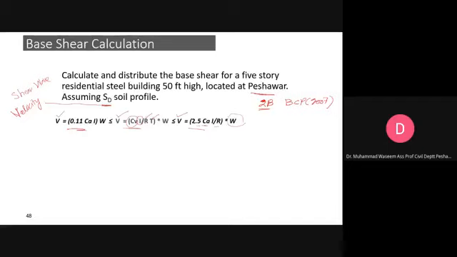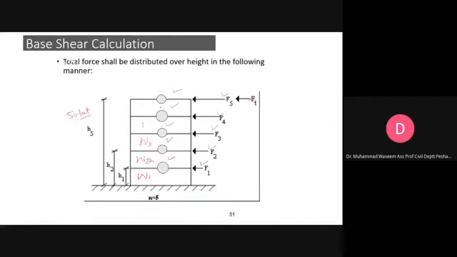Now, once you have computed the base shear, you can calculate the different forces which will be acting on your building. For example, this building. So you can compute the distribution of the forces at different stories using this formulation. In this, you have Ft plus the summation of Fx. Ft value you can obtain from this formulation.